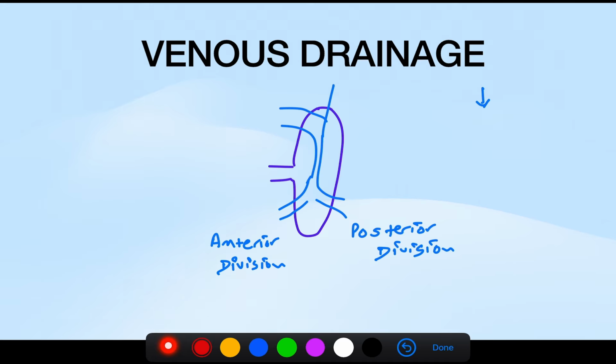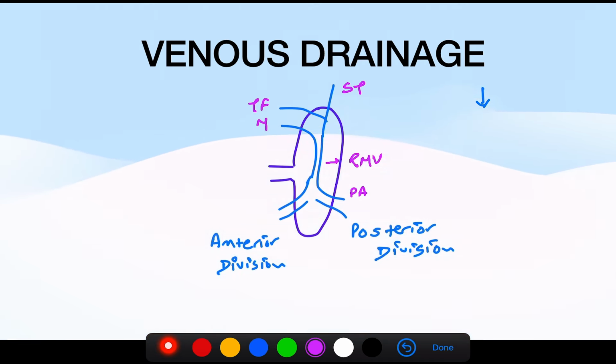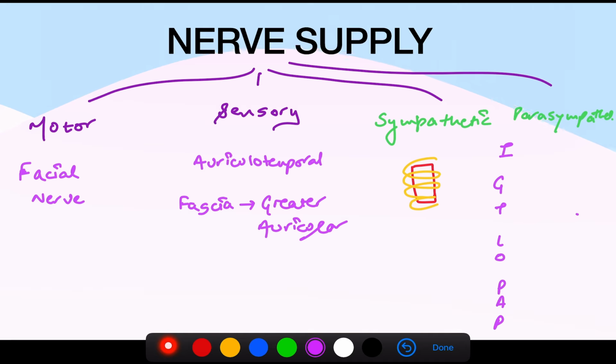Venous drainage will be there as it will be coming downwards. So for the venous drainage, we have superficial temporal, same transverse facial, maxillary, and they will come and form the retromandibular vein. Posteriorly we'll be having posterior auricular and external jugular vein, so both of them will form the posterior division. Anteriorly we'll be having facial vein and common facial vein.